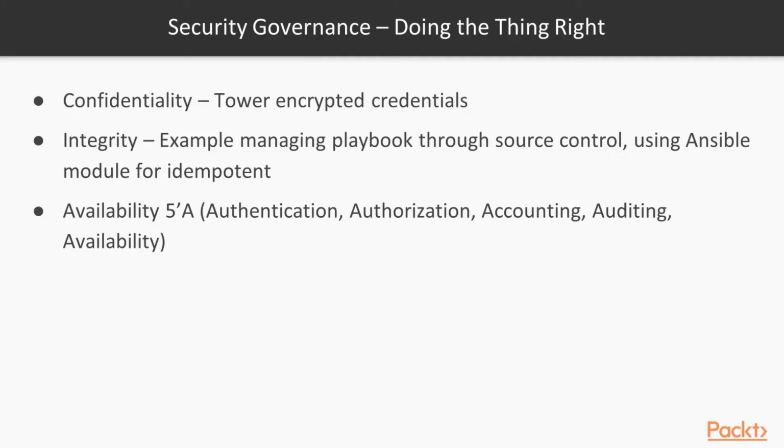Availability and auditing. The concept of availability is pretty straightforward. You should have reliable and timely access to data and resources you are authorized to use. It has 5As: authentication, authorization, accounting, auditing, and availability. Ansible Tower comes with RBAC support. RBAC control allows Tower to help you increase your security and streamline management.